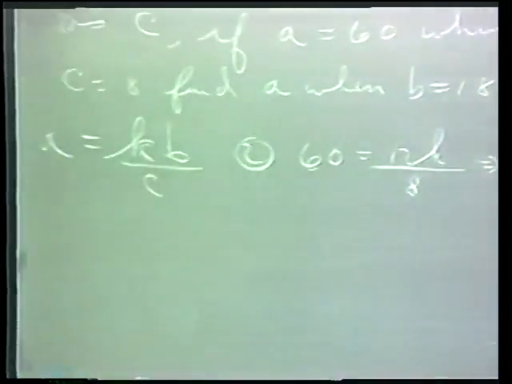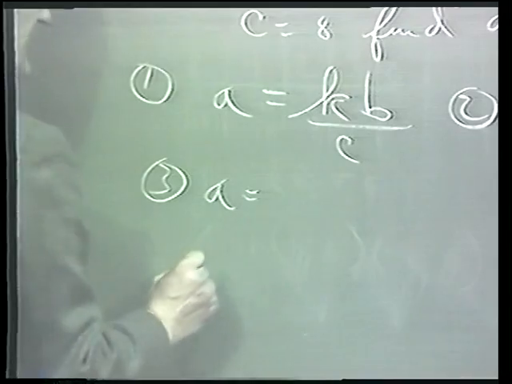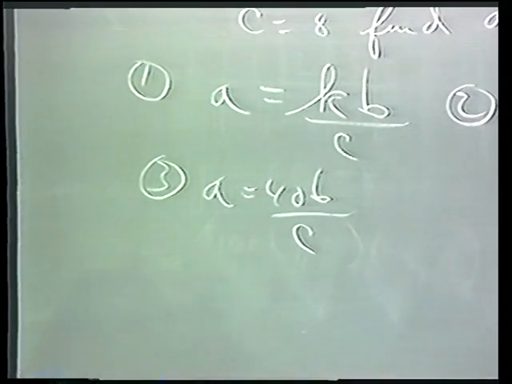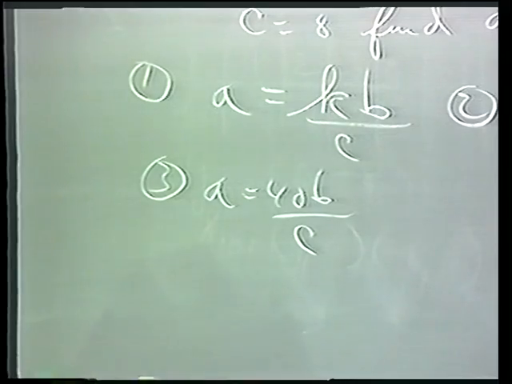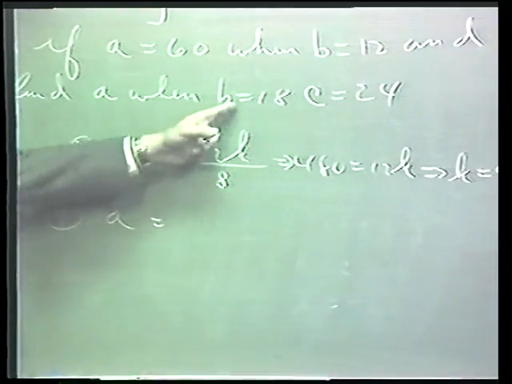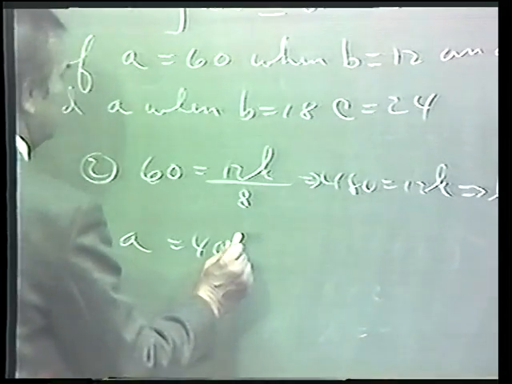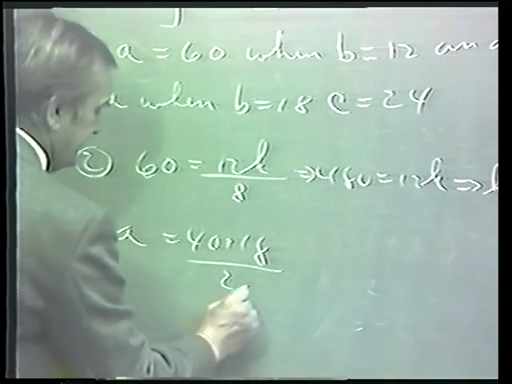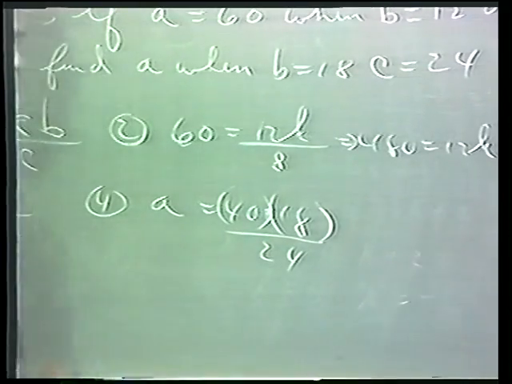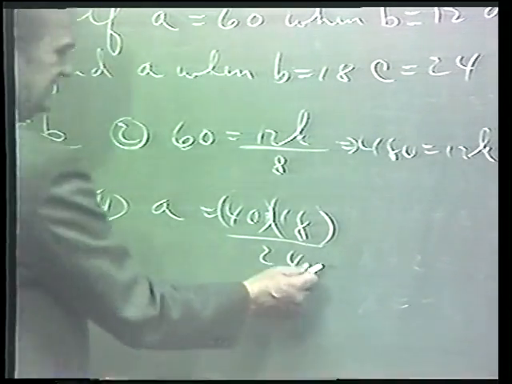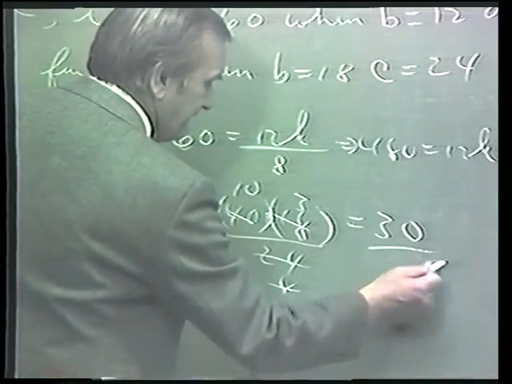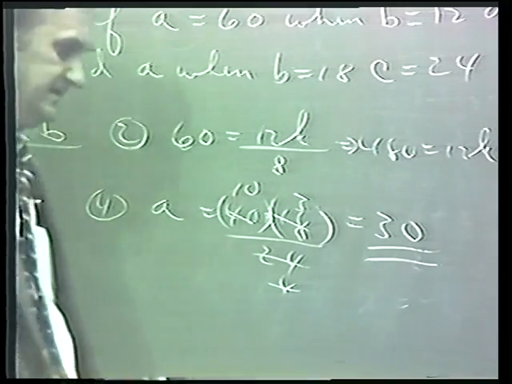Step 3, we replace K by its value in 1. So 1 now becomes A is equal to 40B over C. And this is our new formula. With this, we can find anything we want given enough information. Well, it says find A when B equals 18 and C is 24. So I have 40 times 18 divided by 24. Well, you know how to handle this. Let's see, 6 into this goes 4 times, 3, 10. Your answer is 30.